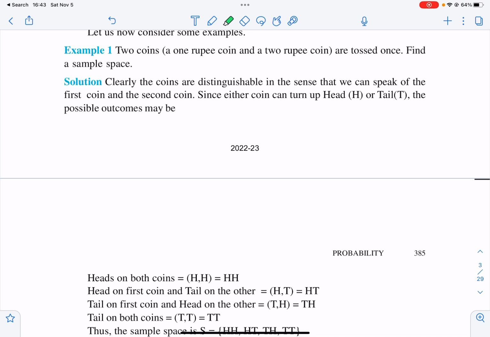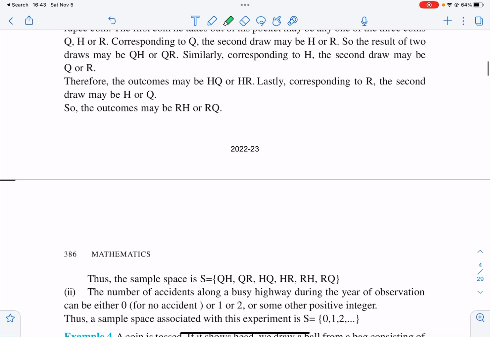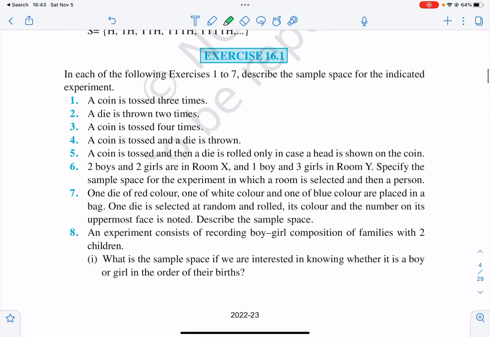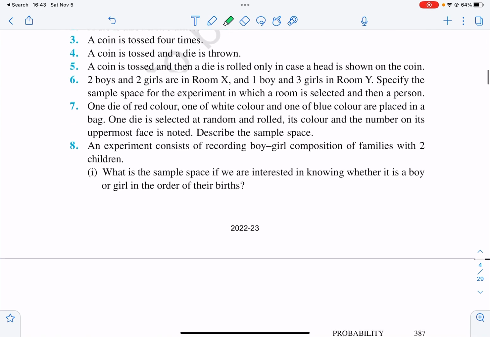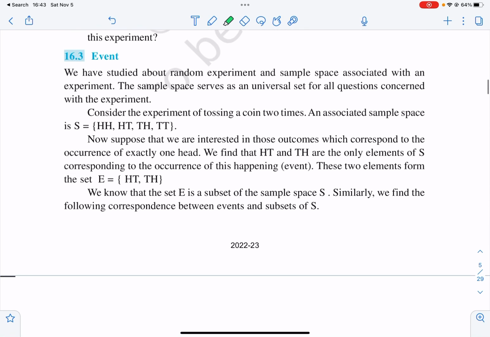We will of course look at the details of this later on, and then we will have examples on this terminology. Just one example so that you can understand what kind of examples will come here. Like two coins, a 1 rupee coin and a 2 rupee coin, are tossed once. Find a sample space. What do you mean by the sample space of this event? We will look into problems like this, and you can see the first exercise is really related to finding the sample space for various experiments. So that will be your first kind of topic.